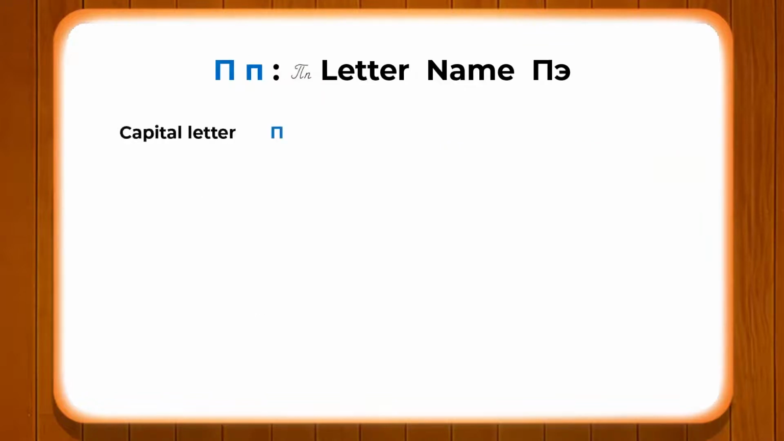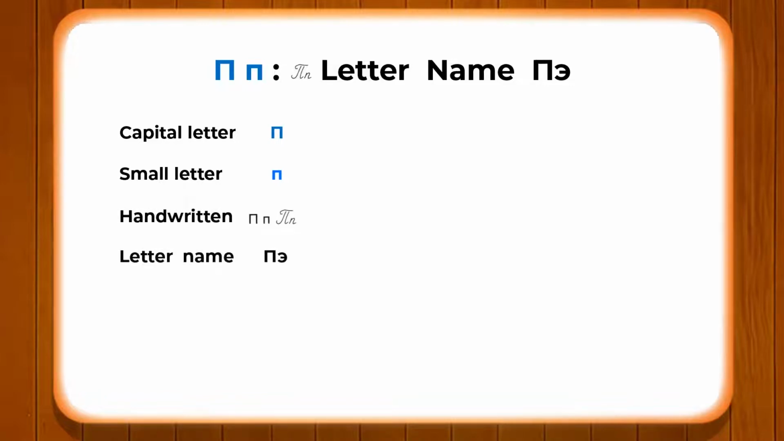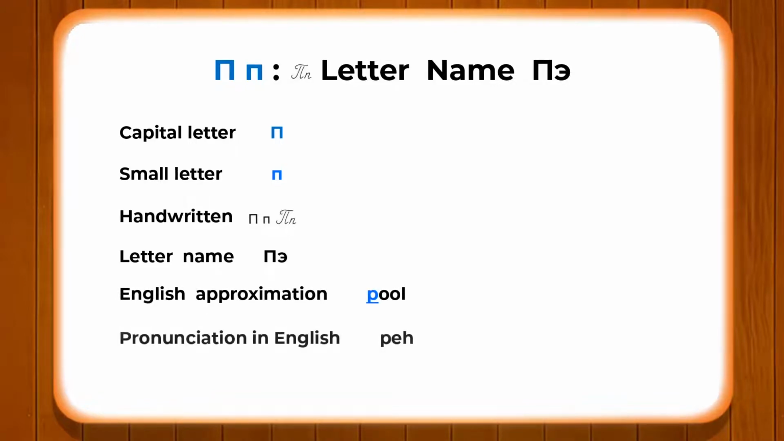All right, now we will learn about more such letters of the Russian alphabet. Here you can see we have another letter of the Russian alphabet. The name of the letter is P.